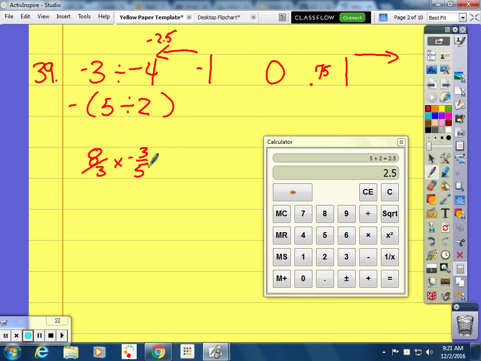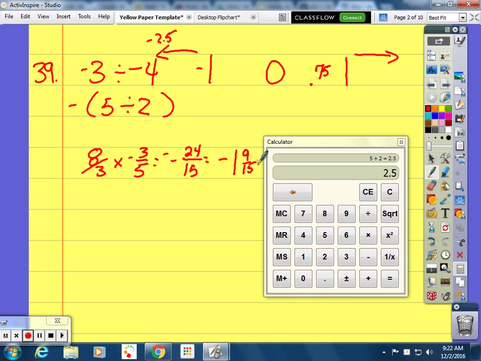So I know my answer is going to be a negative. I don't have a fancy calculator, so I can't do it on my calculator like you can. 8 times 3 would be 24. 3 times 5 is 15. It's negative. So it's going to be negative 1 and 9/15.